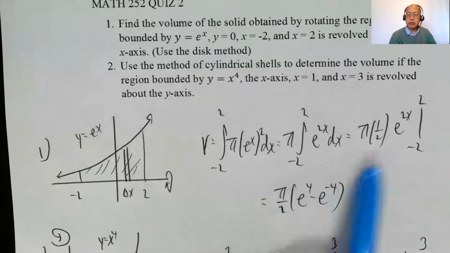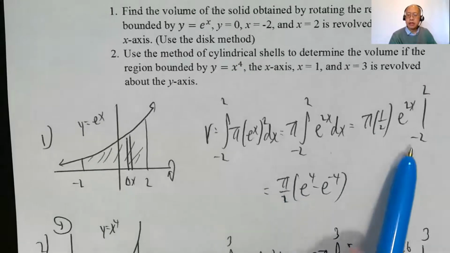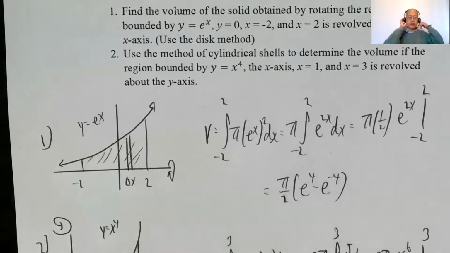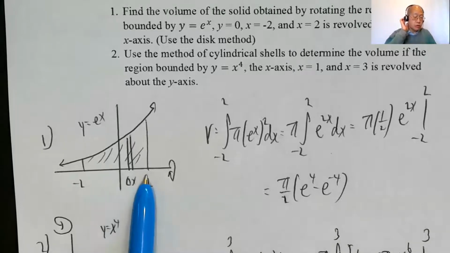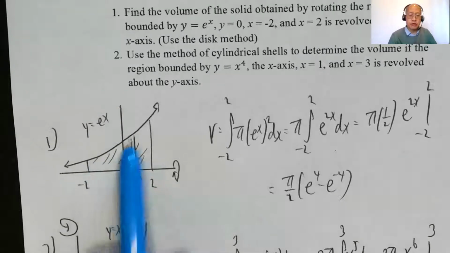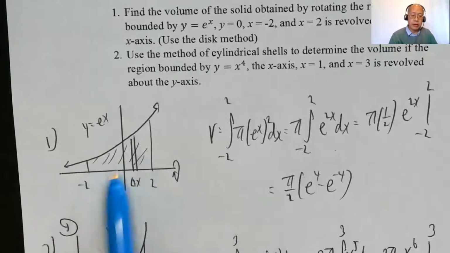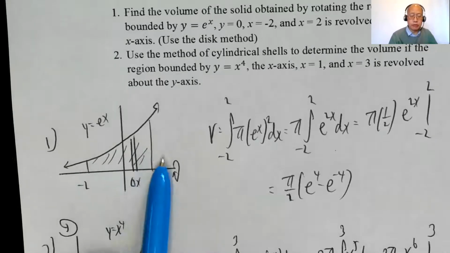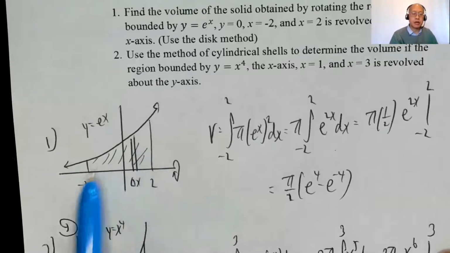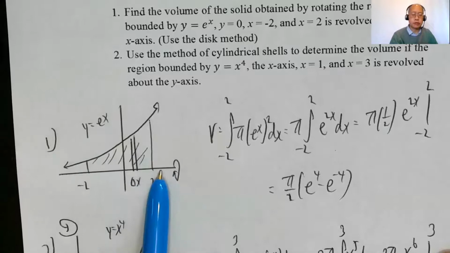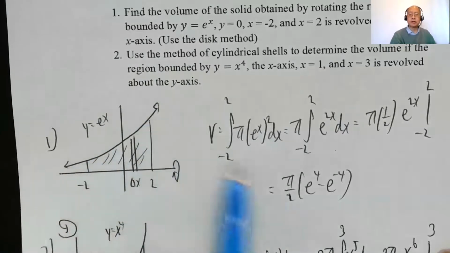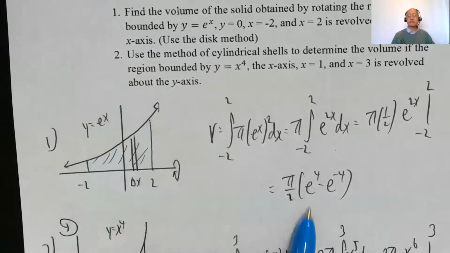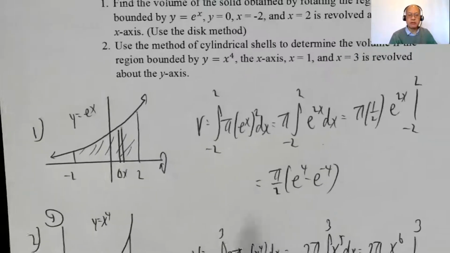All right, so that's pi over 2. Plug in 2, e to the 4th. Plug in -2, e to the -4th. So that's my answer. In case you're wondering, no, you are not allowed to integrate from 0 to 2 and double the answer, because you do not have the symmetry. Clearly, you don't have the same amount of area under the curve between -2 and 0 as you would from 0 to 2. So you can't do that trick of saying, oh, -2 to 2, I'll just go 0 to 2 and double the answer. That's only if you have a symmetric situation, but here you don't. So we leave it like this: pi over 2, e to the 4 minus e to the -4.